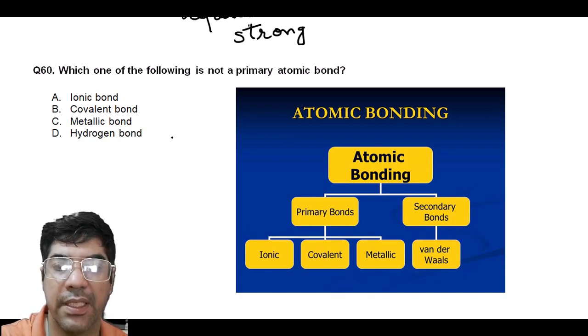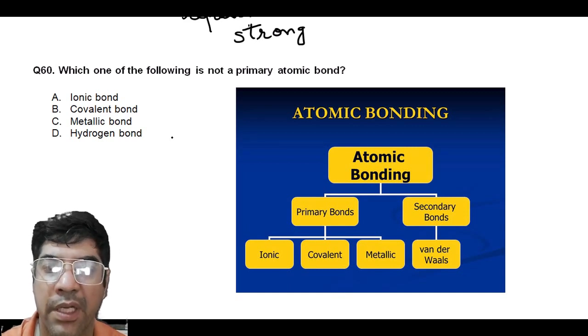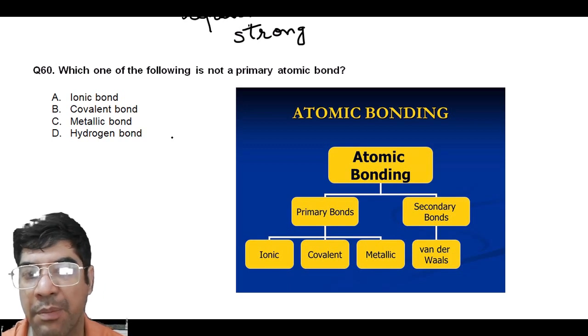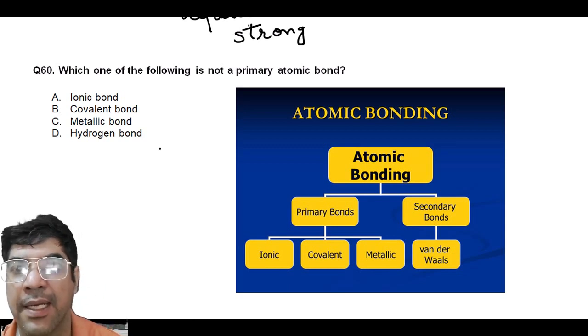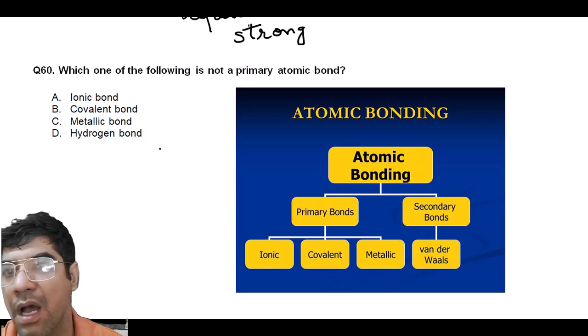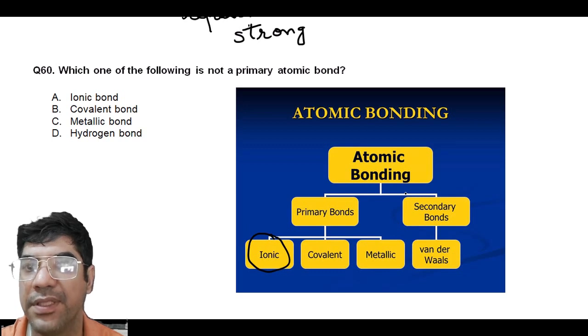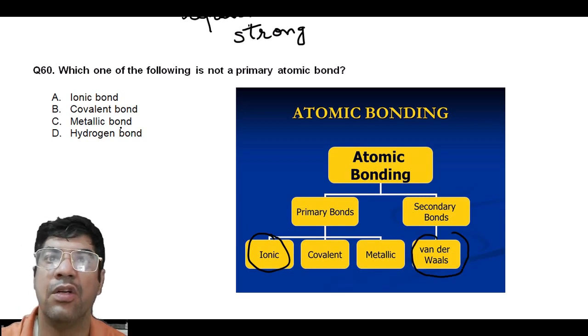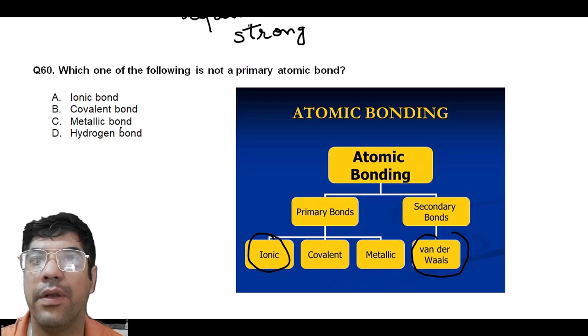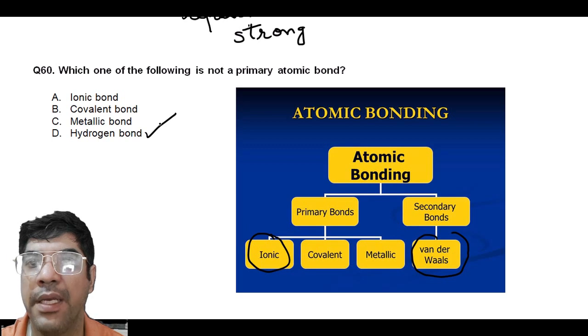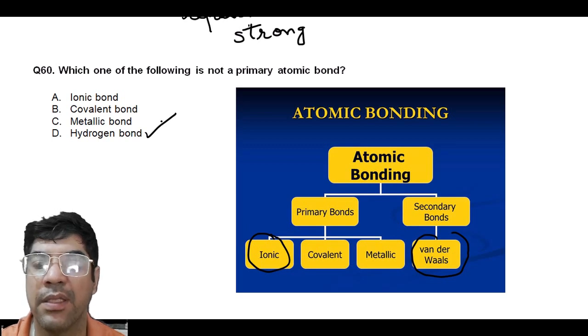Which of the following is not a primary atomic bond? Well, the primary atomic bonds are classified into three main categories: ionic bond, covalent bond, and metallic bond. And the secondary bonds are the van der Waals forces. So the one that is not a primary bond is the hydrogen bond. Ionic, covalent, and metallic bonds are the primary bonds.